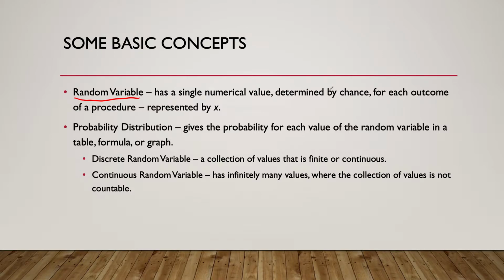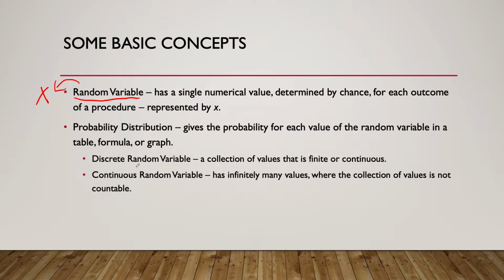Each outcome is represented by a lowercase letter like x, and a random variable is denoted by a capital letter, such as capital X. Or it doesn't have to be X, it could be Y, Z, A, B, whatever. A probability distribution gives the probability for each value of the random variable in a table, formula, or graph.